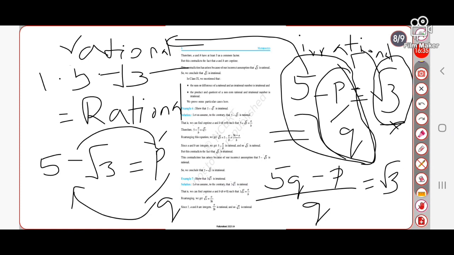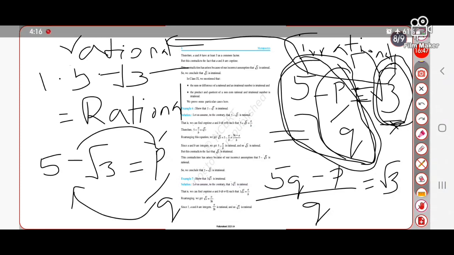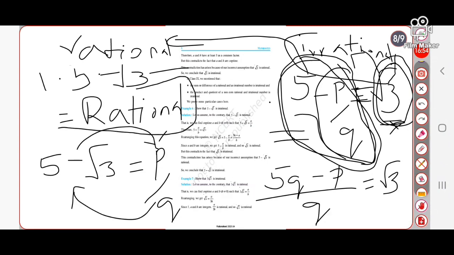So when we equate 5 minus p by q, which is rational, to root 3, it means root 3 should be rational, but we know that root 3 is irrational. So by this we conclude that the assumption made by us that 5 minus root 3 is rational is wrong. I repeat, we are getting the value 5 minus p by q is equal to root 3.